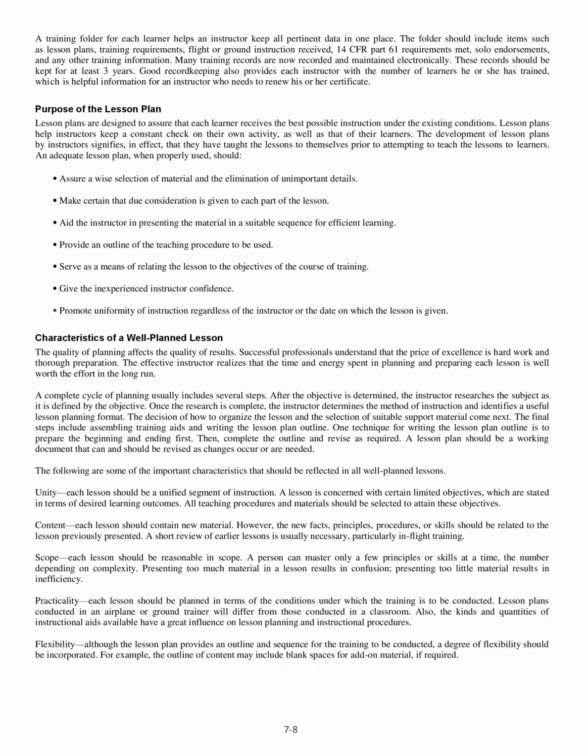A training folder for each learner helps an instructor keep all pertinent data in one place. The folder should include items such as lesson plans, training requirements, flight or ground instruction received, 14 CFR Part 61 requirements met, solo endorsements, and any other training information. Many training records are now recorded and maintained electronically. These records should be kept for at least 3 years. Good record keeping also provides each instructor with the number of learners he or she has trained, which is helpful information for an instructor who needs to renew his or her certificate.